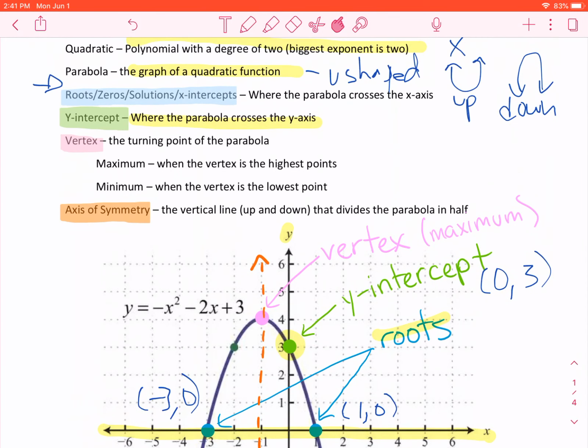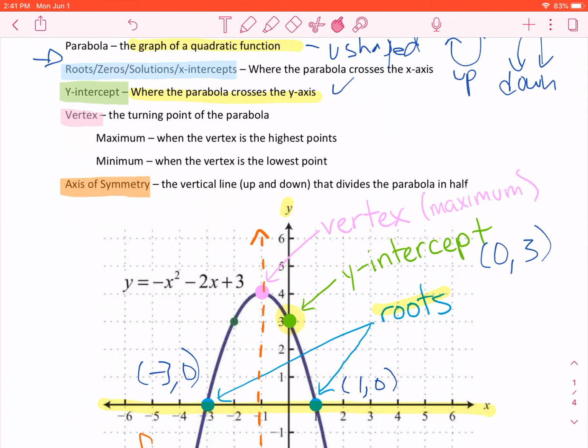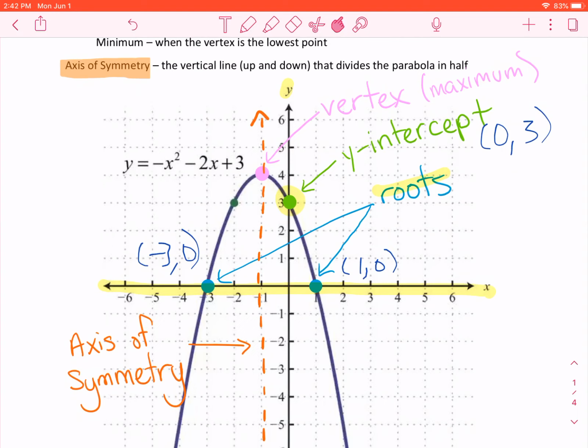We've already talked about your y-intercept. Your vertex is going to be a very important part of your parabola. You can see here that it's highlighted in purple. Your vertex is your turning point. Your turning point in this case is at that purple dot. In this case it's (-1, 4).